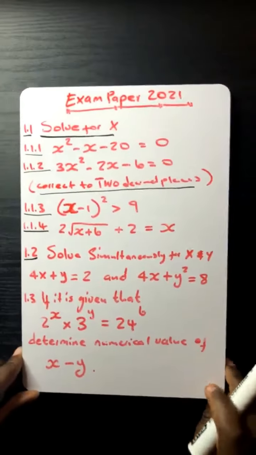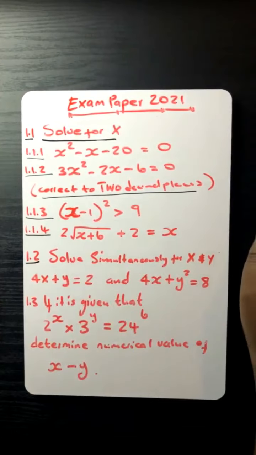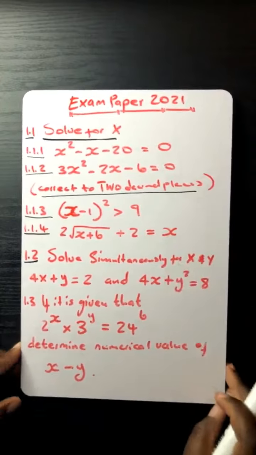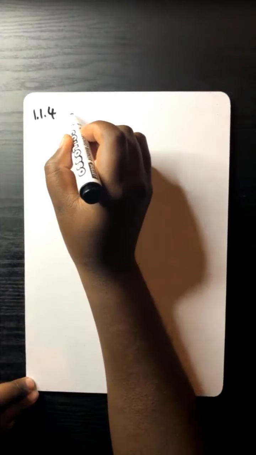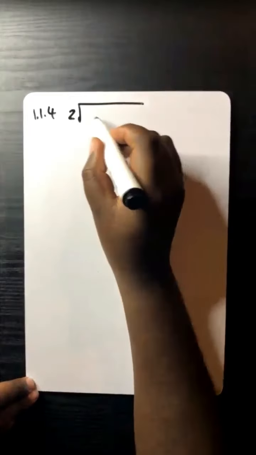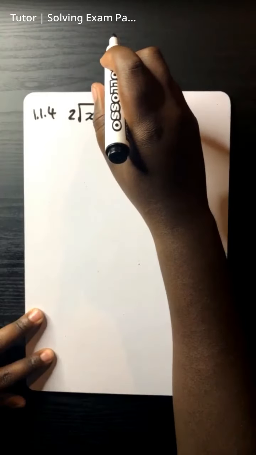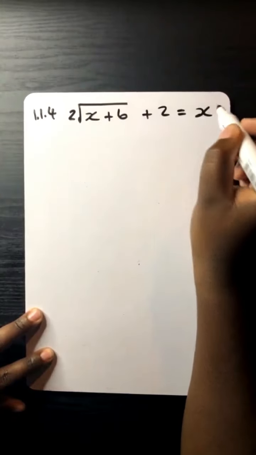So guys, let's now move to our next question, which is 1.1.4. This is what we are given. So we're given 2 square root of x plus 6 plus 2. It's equated to x. So I'm just going to quickly write it down. So this is 1.1.4, which is 2 square root of x plus 6 plus 2. Let me just do that so that it's clear. Plus 2. The whole of this is equated to x.